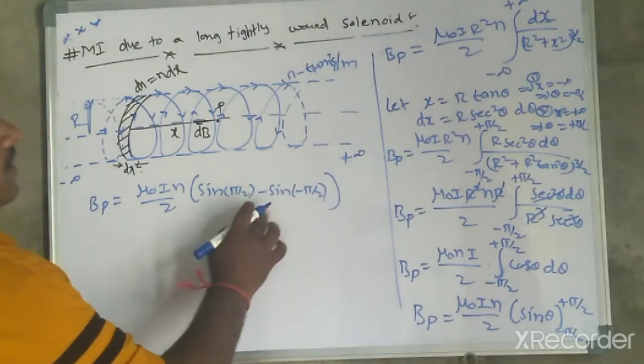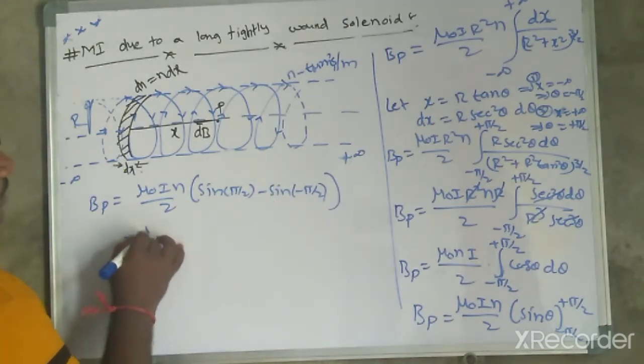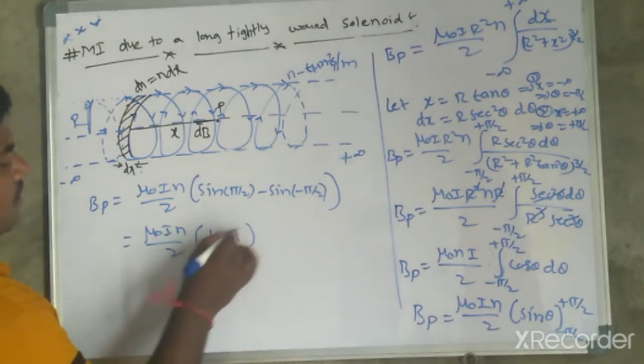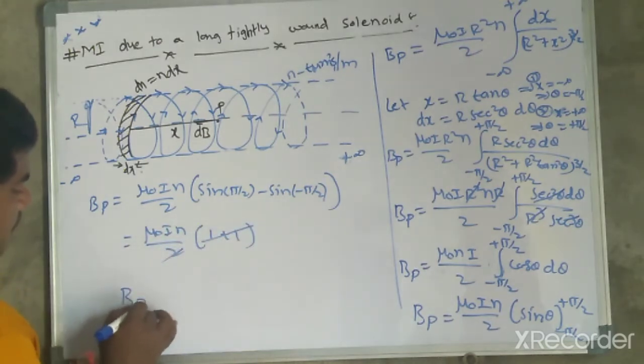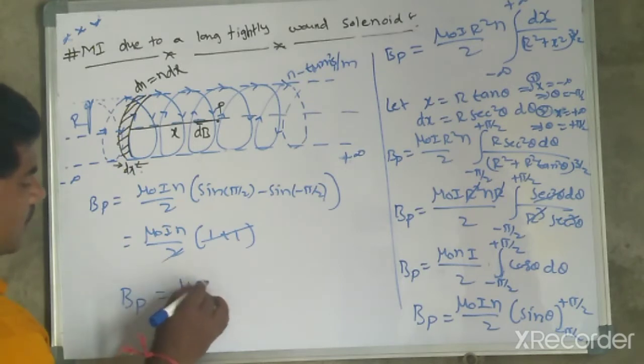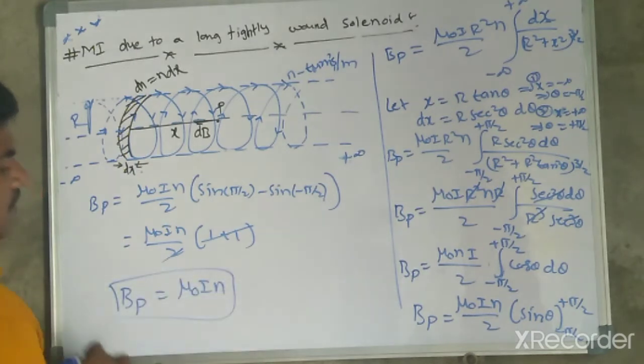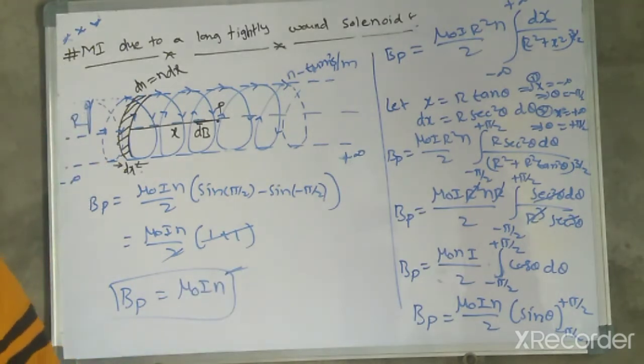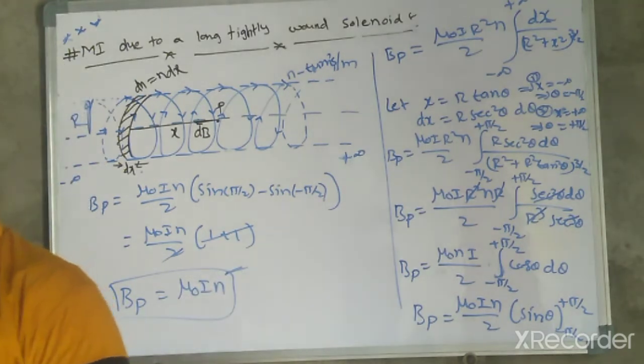So minus into minus is plus. Finally, mu naught I n divided by 2 into 1 plus 1. The 2 cancels, so BP is equal to mu naught n into I. This is a very, very important solenoid formula. Based on this, they will ask numerical problems.